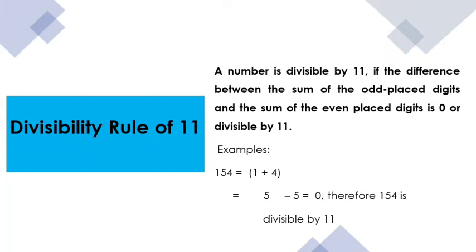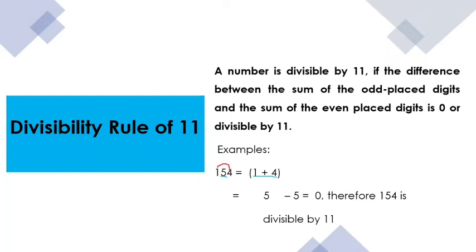The odd place digits of 154 are 1 and 4. The even place digit of this number is 5. So we need to get the sum of our odd place digits, so 1 plus 4, and also the sum of our even place digit, that is 5.